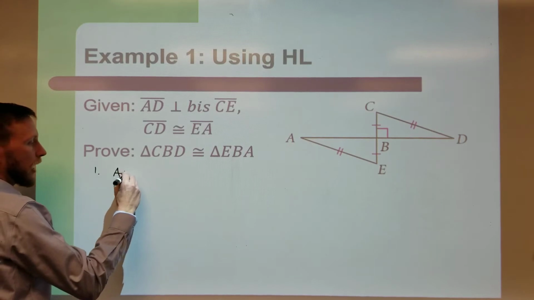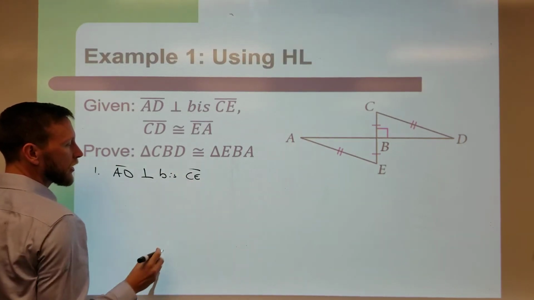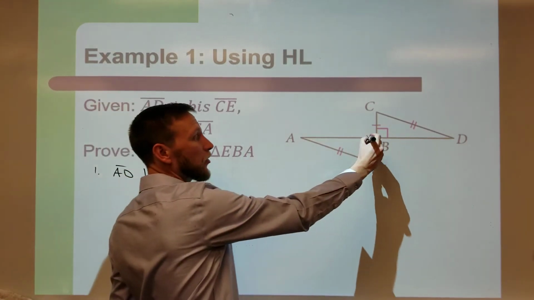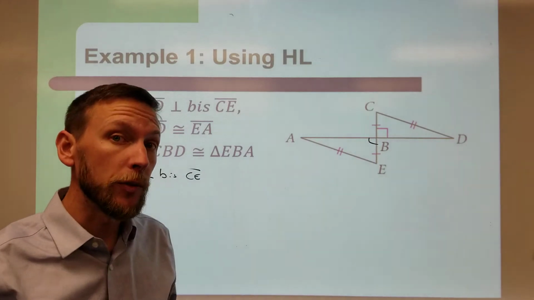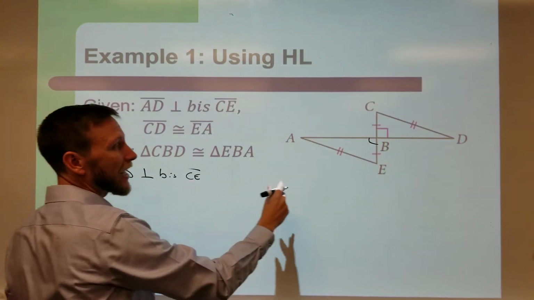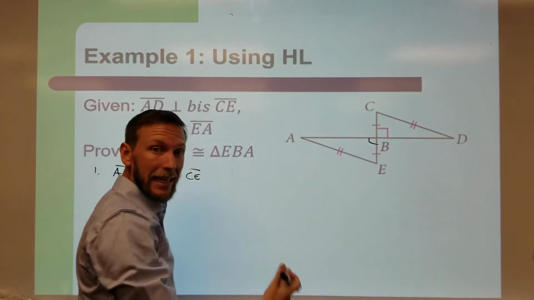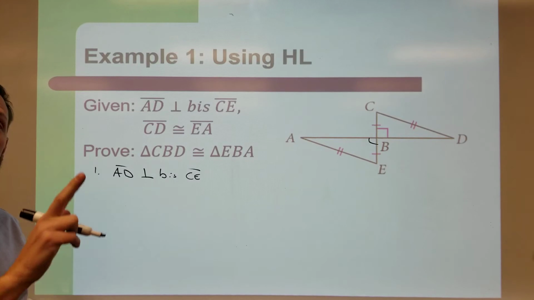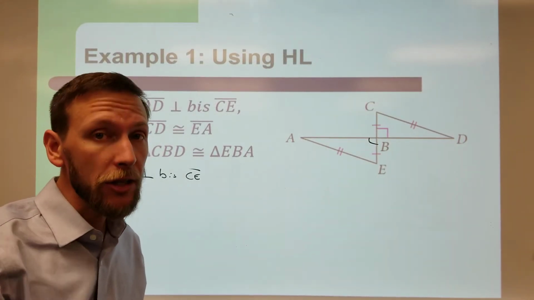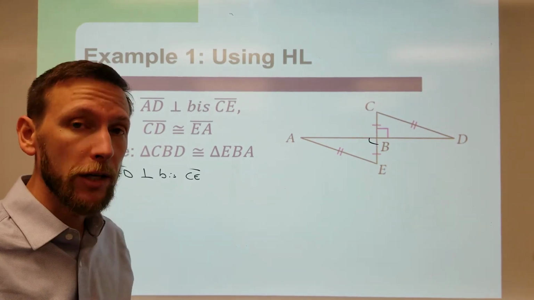Step 1. AD is the perpendicular bisector of segment CE. Now, this tells us two things. One, it tells us that these angles are right angles. That's huge because that means that now we're dealing with right triangles. Also, it bisects segment CE, so it means that segment CB is congruent to segment EB. That's the definition of bisect. So there's two things happening here. I'm going to focus on the angles first. Not that they're congruent angles, but that they're right angles, which means that these triangles are right triangles.